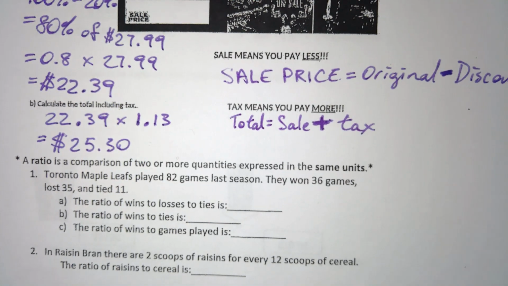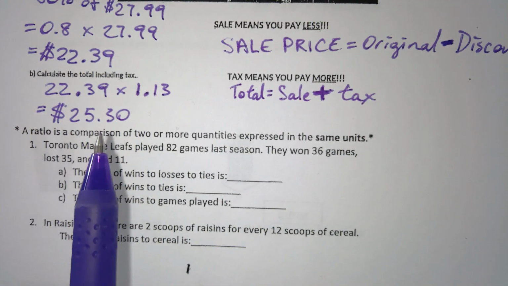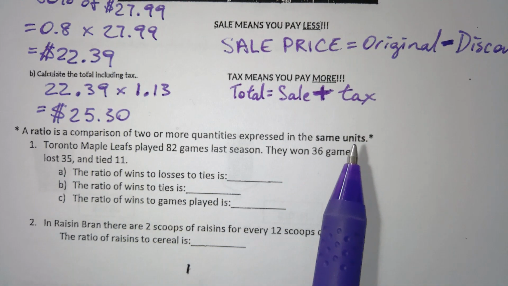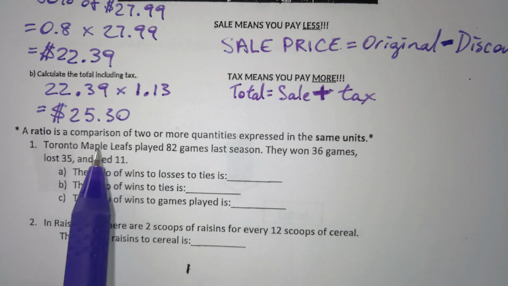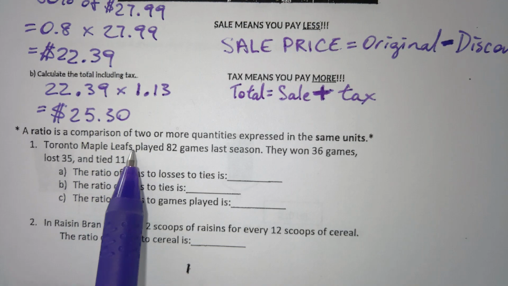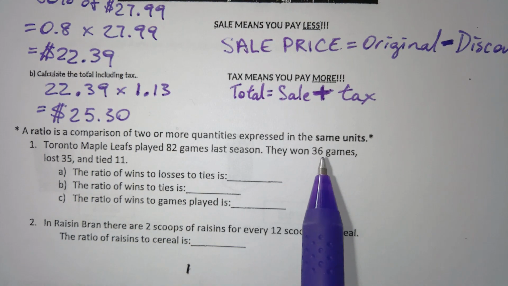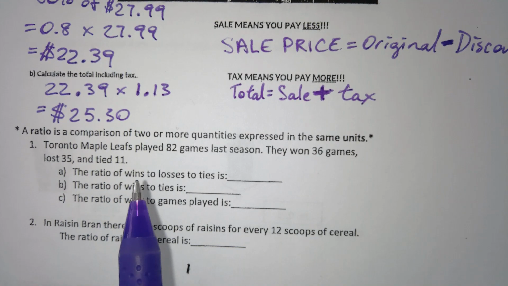Okay, last example with regards to ratios. So a ratio, what is it? It's a comparison of two or more quantities expressed in the same unit. So I cannot compare number of days to number of people in the class. That doesn't make sense, because it's a different unit. For my hockey fans, my true Leaf fans, they played 82 games last season. Let's say they won 36 of them, lost 35, and tied 11. What is the win-loss ratio?